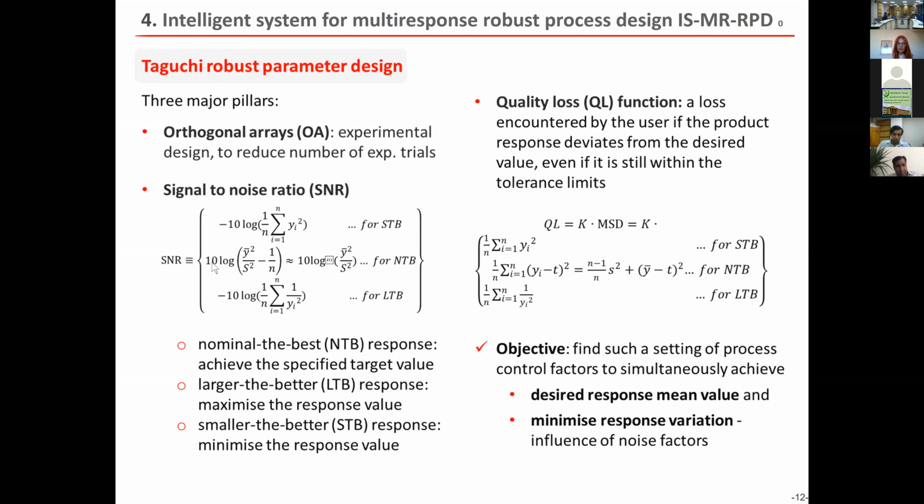That is important. Based on the signal-to-noise ratio, we have the quality loss function, which shows you basically the loss that the user will have if the product response deviates from the target. Why is that important? Because it shows you the significance of one response for the user.